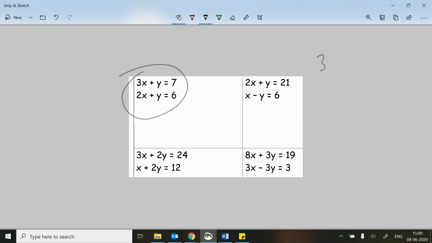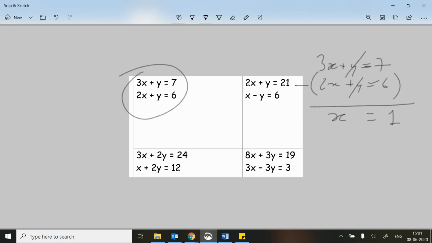Okay, so for the first one, we've got 3x plus y equals 7, and 2x plus y equals 6. In this case, the y's are the same amount of y's with the same sign in front in both of the lines. So what we're going to do is take away one line from the other line, and I'll take away the ones where I have smaller numbers. 3x take away 2x is x, y take away y is going to cancel, and 7 take away 6 is equal to 1. Okay, then that answers half of the question.